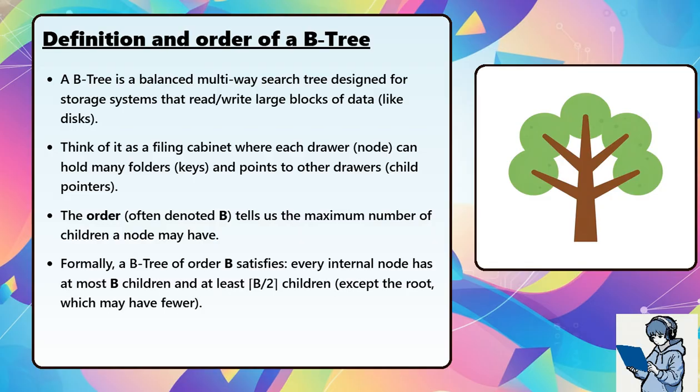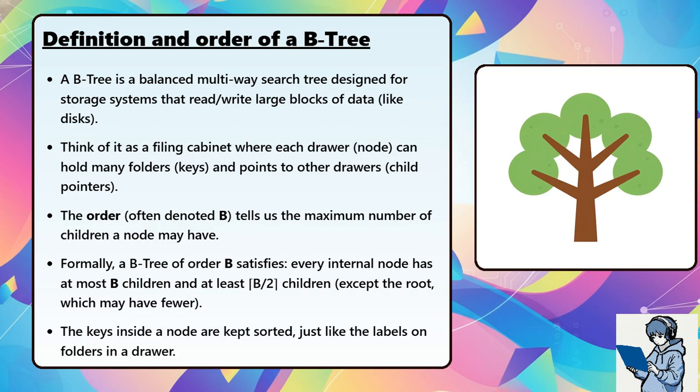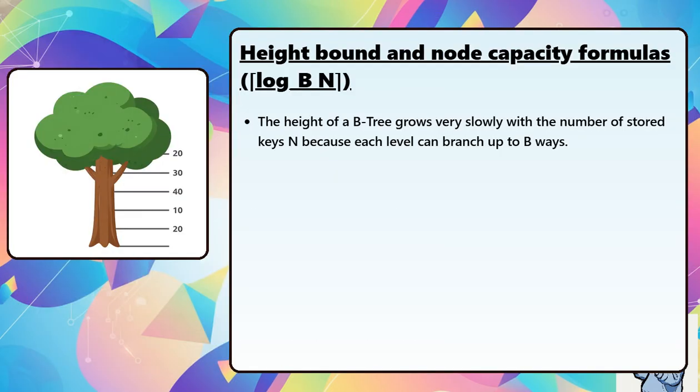Every internal node has at most B children and at least the ceiling of B over 2 children, except the root, which may have fewer. The keys inside a node are kept sorted, just like the labels on folders in a drawer. The height of a B tree grows very slowly with the number of stored keys n, because each level can branch up to B ways.